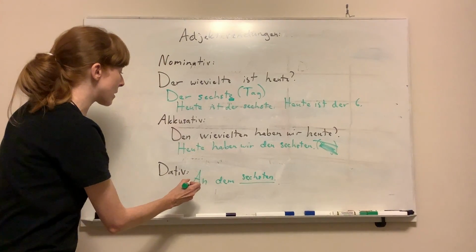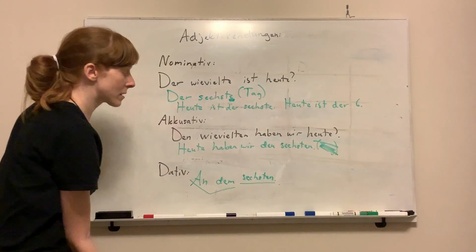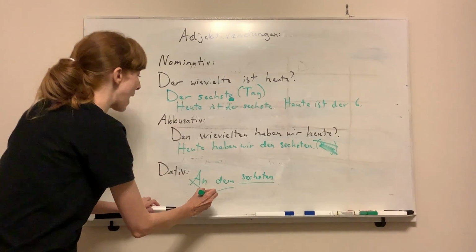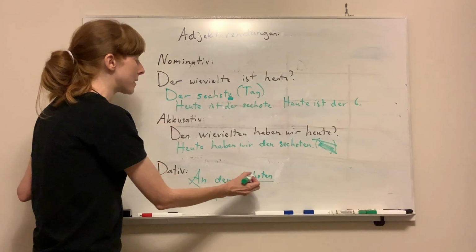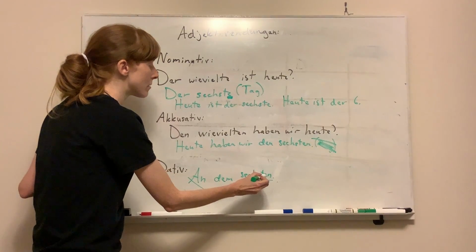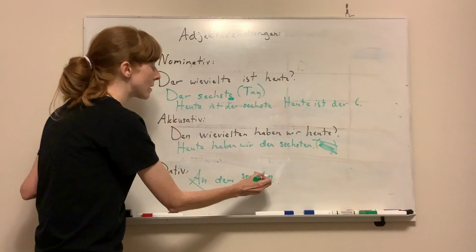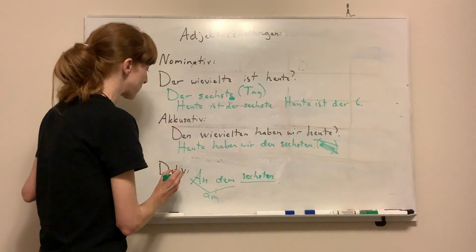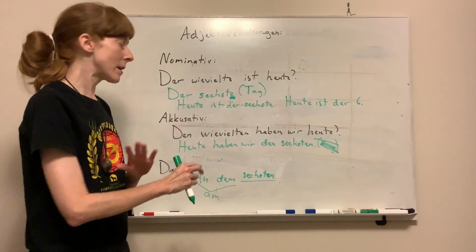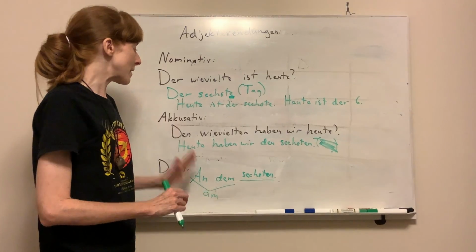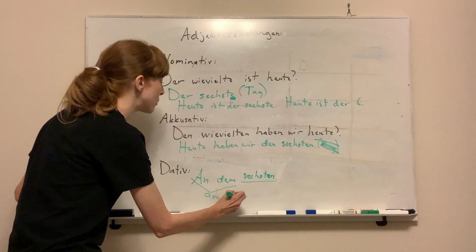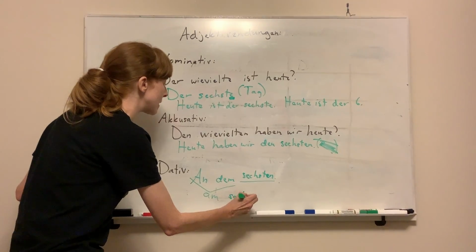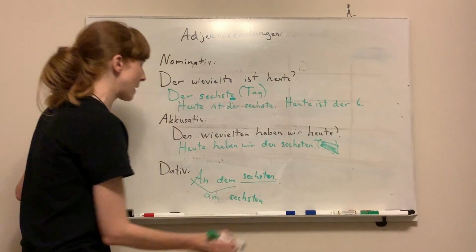Now, two things. First of all, usually this gets contracted down to am, and sechsten, the second thing here, notice instead of an E at the end, I have en. That's because this is dative, and every adjective ending with der words in the dative case is en. So probably you would see am 6. Am 6.